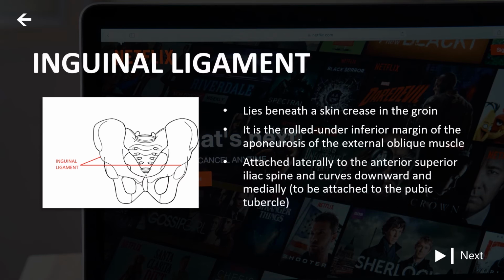Inguinal ligament. The inguinal ligament lies beneath the skin crest in the groin. It is the rolled under inferior margin of the aponeurosis of the external oblique muscle. It is attached laterally to the anterior superior iliac spine and curves downward and medially to be attached to the pubic tubercle.